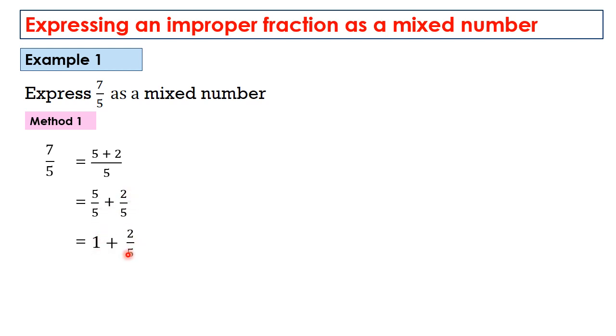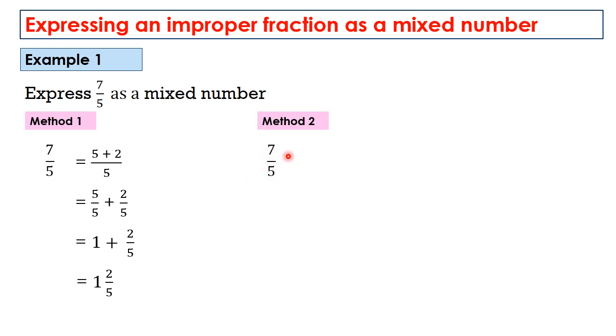Here 2/5. So the total final answer is 1 and 2/5. Therefore, the improper fraction 7/5 is equal to 1 and 2/5. And this is the first method. We'll go for the second method by considering the same example, 7 over 5.